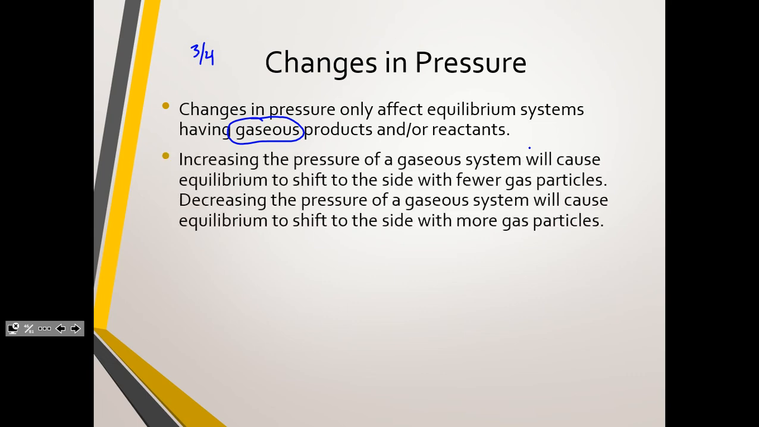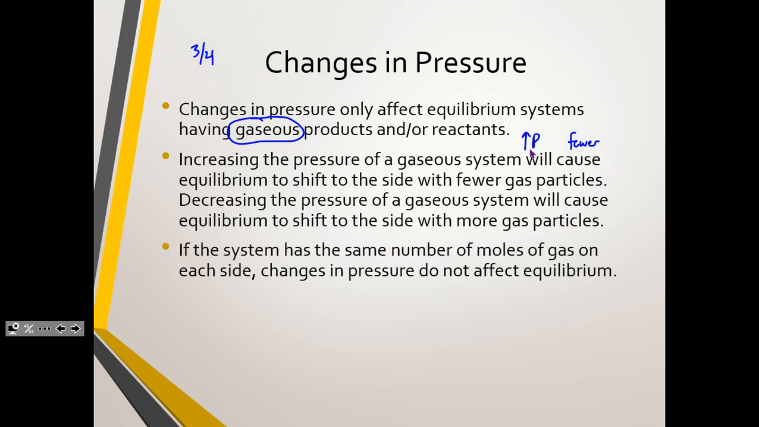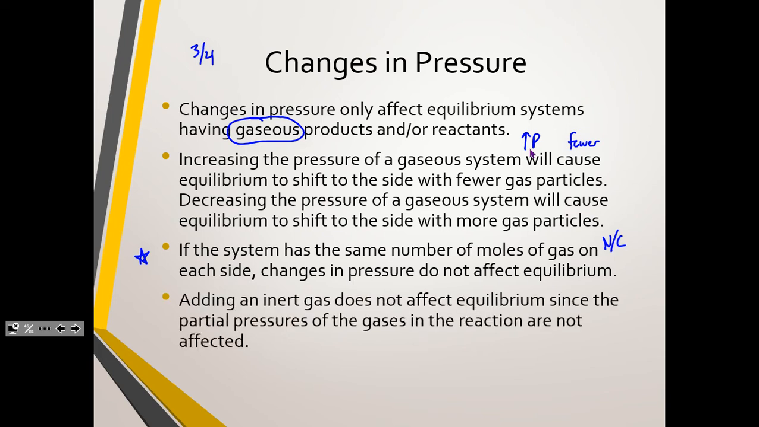If we increase the pressure of a gas, it will cause equilibrium to shift to the side with fewer gas particles. To summarize, increase pressure, we will shift to the side with fewer particles of gas. Decreasing the pressure will go the opposite, the side with more gas. It'll have room to spread out. If the system has the same number of moles of gas on each side, then we put no change in C. There's nowhere to shift if the gas moles are the same on left side and right side.